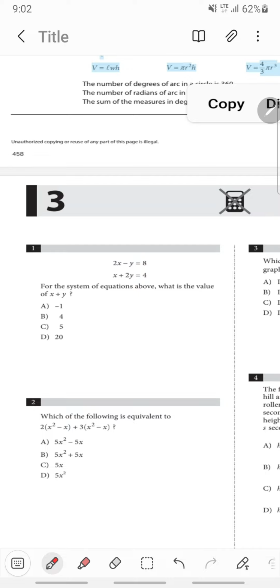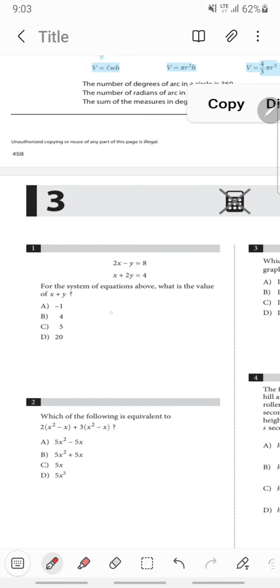I have before me an SAT mathematics question. Question one is a system of equations. We are asked to solve for x plus y in the above equations.